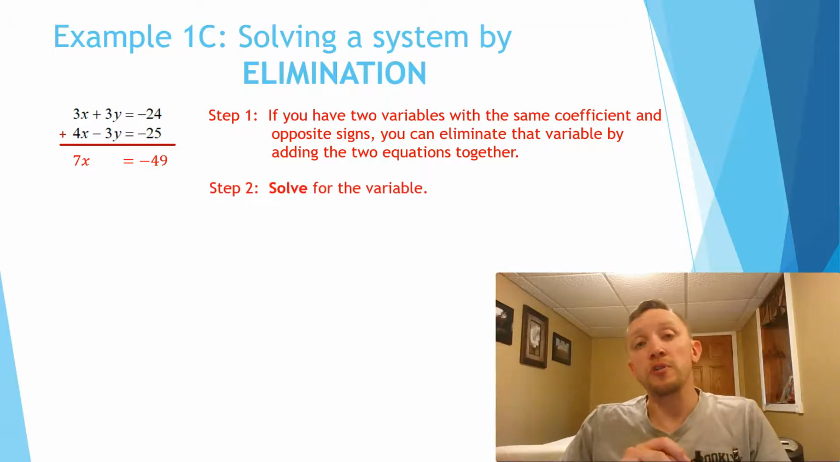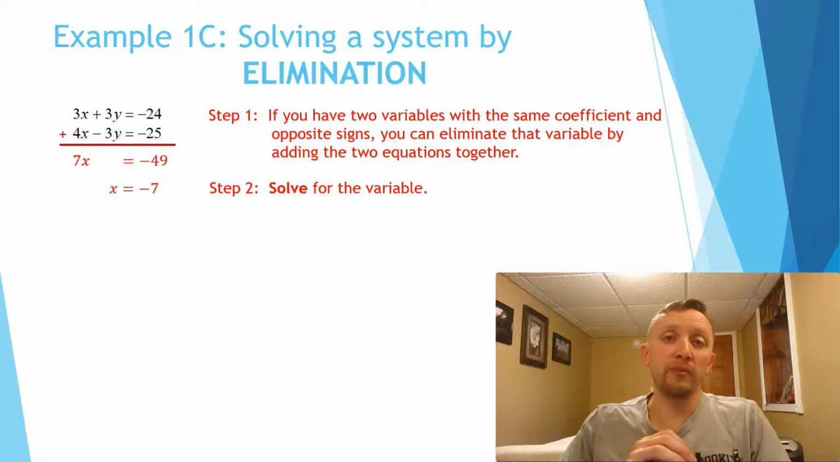So the next step is we're going to solve for the variable. So if I divide both sides by 7, we get x equals negative 7. So we found our answer for x.